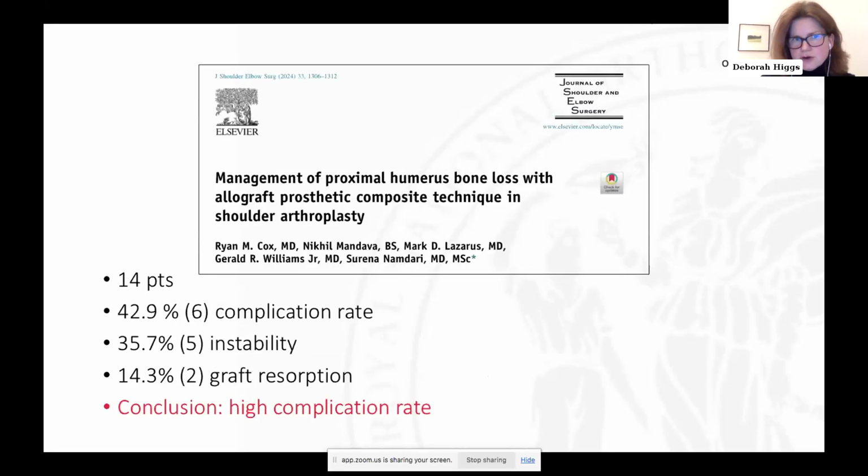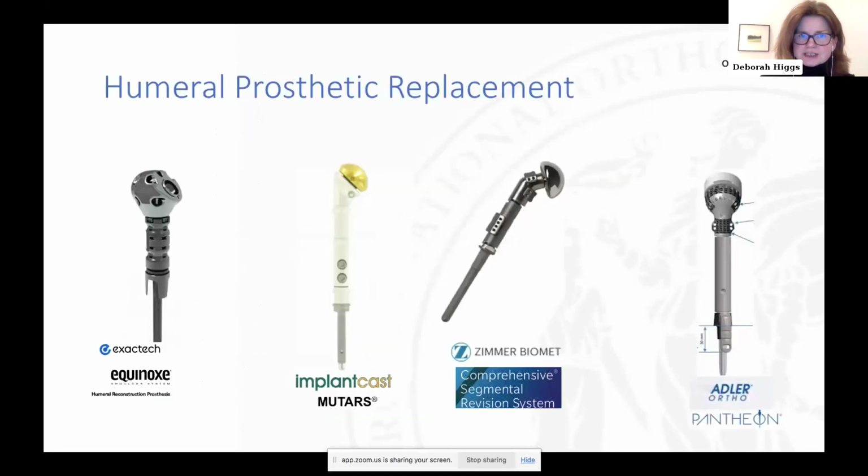In this smaller cohort of 14 patients, published last year, again there was a significant complication rate, with the biggest risk being that of instability, and in two of the 14 cases, obvious graft resorption. In conclusion, the authors said that there was a high complication rate despite the fair patient-reported outcome and satisfaction.